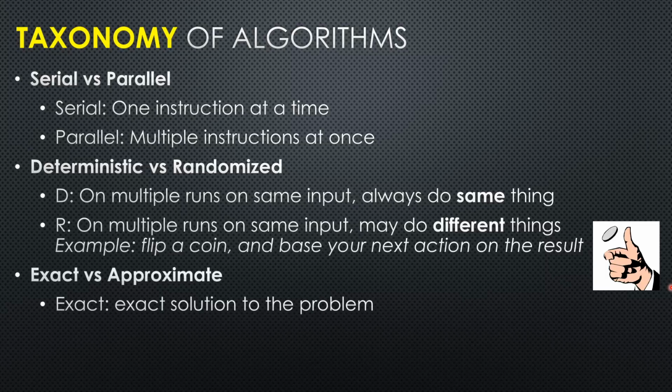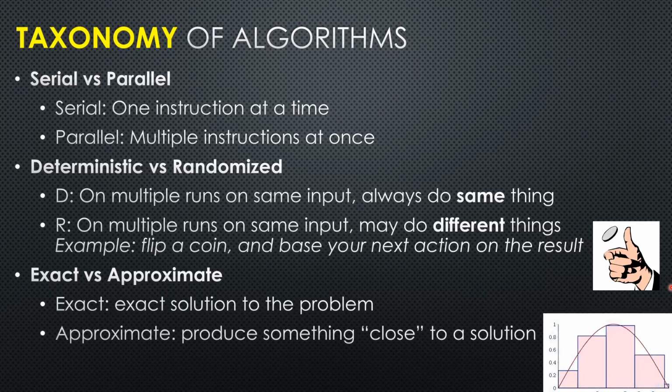And then there's a question of exact versus approximate solutions to problems. Exact algorithms produce an exact solution to the problem, usually an optimal solution. An approximate algorithm typically produces something that's close to a solution. For example, if you're trying to approximate the area under the curve on the right in this animated diagram, you could imagine an algorithm that iteratively refines a discrete approximation until the result has a sufficiently small error, and then you stop and call it a day.